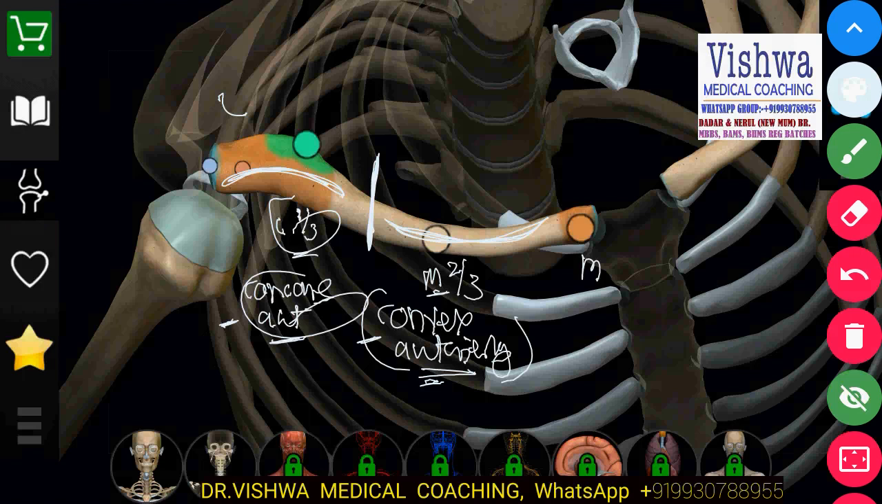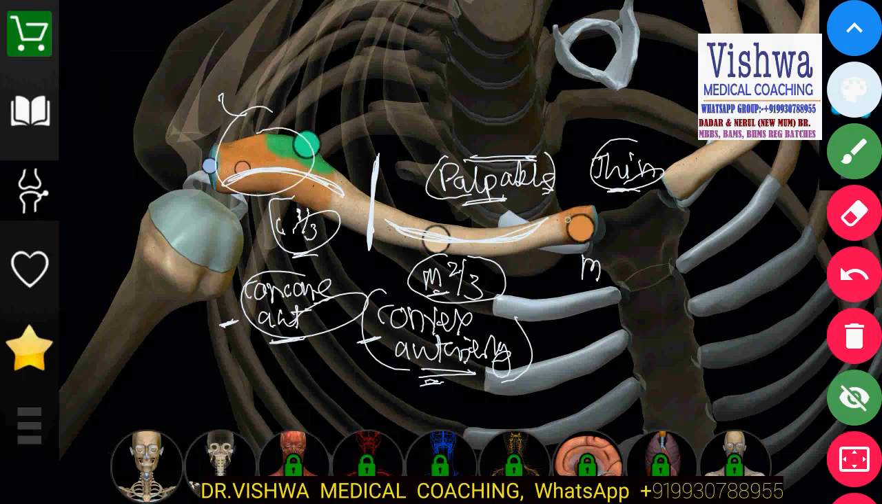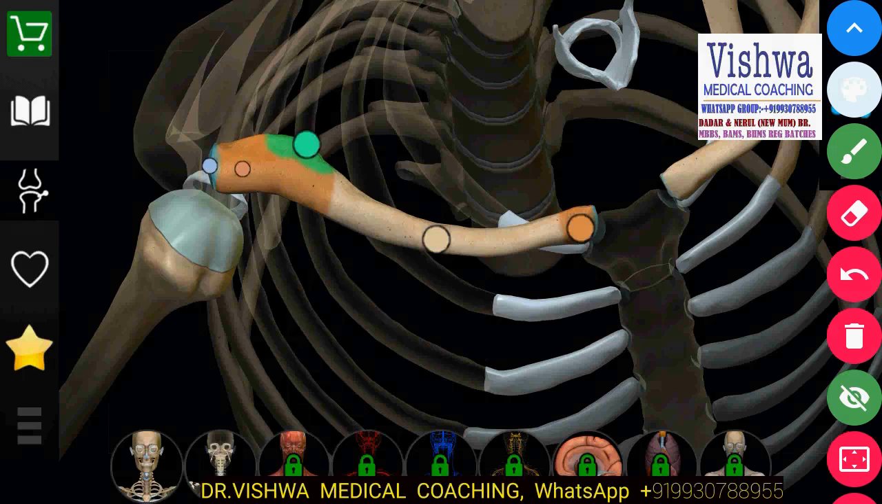It is this medial 2/3 that is palpable. It is the subcutaneous part of the clavicle, which is palpable in thin individuals, of course. In obese individuals, it may not be palpable. We have a lot of muscle attachments here, but I am going to talk about that a little later.